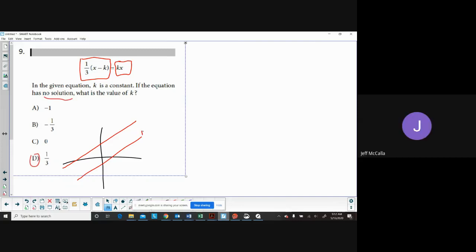Yes. So the slope of the original line here is definitely 1/3. I can tell that because it's 1/3 x there. And so the slope of this new line would also have to be 1/3. So k has to be 1/3 and I'm done.